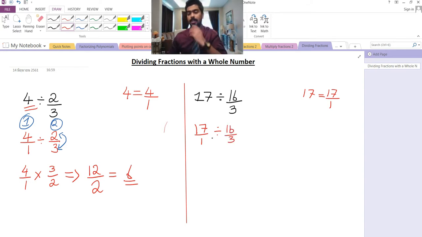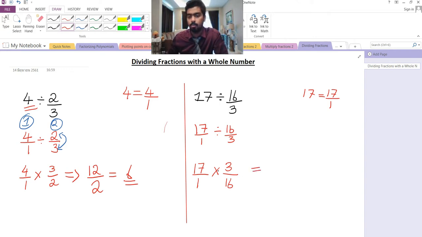Now, what many students tend to do, making careless mistakes, is they sometimes flip the first fraction, which would totally change the answer. We cannot do that. So always flip the second fraction. So what we have here, we change the division sign to a multiplication sign. So we have 17 over 1 multiplied by, then we flip the numerator with the denominator of the second fraction. So we would have 3 over 16.